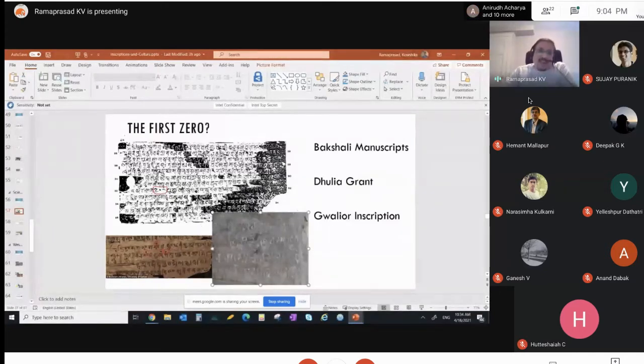In addition to that, there is a Dhulia grant of the Rashtrakutas. For whatever reason, I have not seen people talking much about it. This is after the Bakshali manuscripts, if the Bakshali date is right, but before the Gwalior inscription. So here you can see the number 701. 701 Shaka corresponds to about 779.